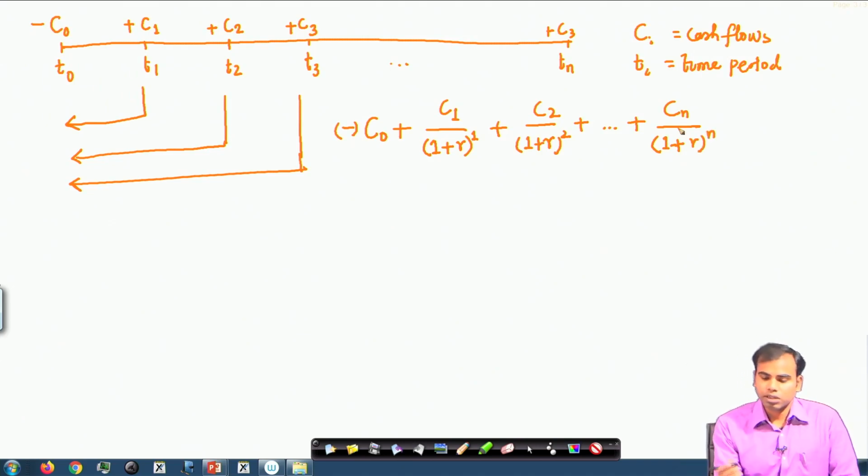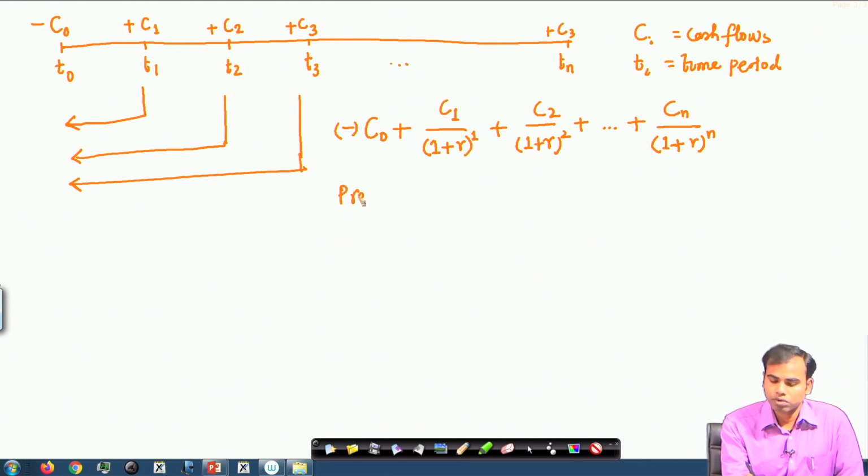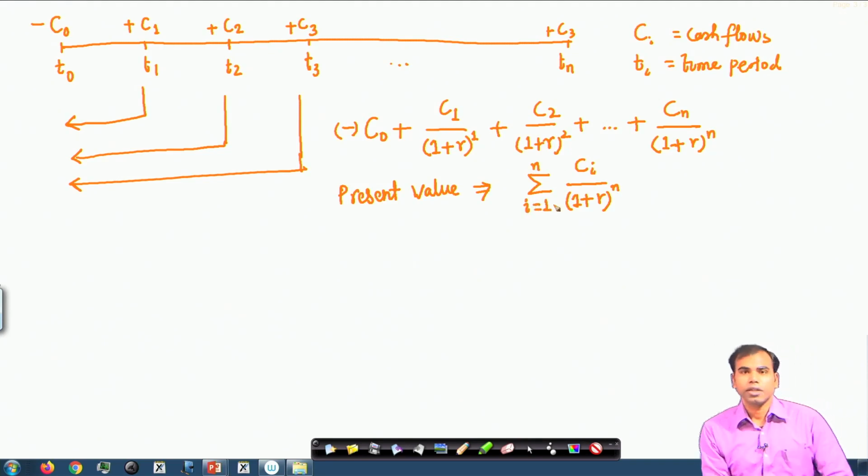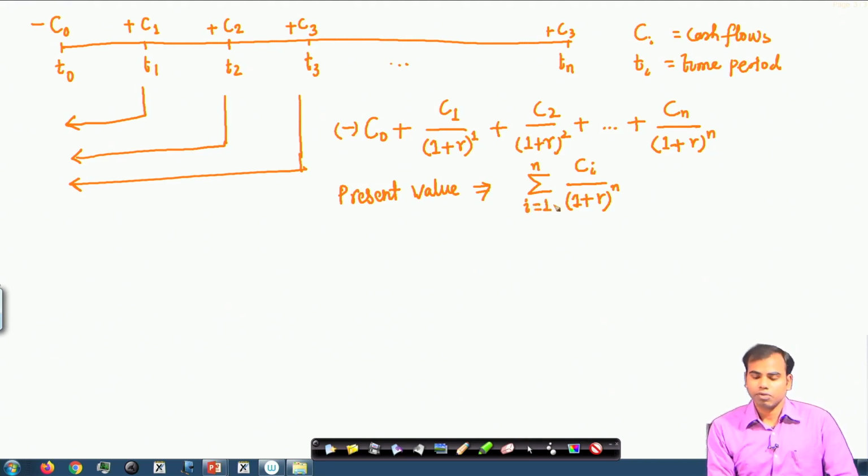So, essentially the approach is, when we have to find present value, essentially we are trying to see if the sum of all cash flows discounted using a discount rate R, where the sum should be greater than the initial investment that we are making.